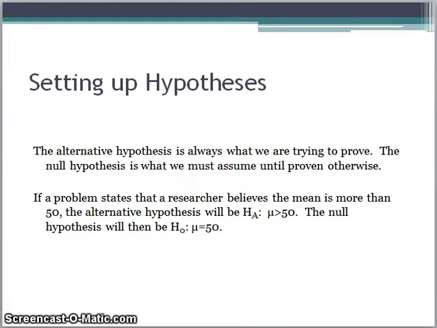So the alternative hypothesis, again, is what we're trying to prove. So what we usually do is we'll read the problem, and whatever the researcher or whoever it is is trying to prove, that's what we'll put as the alternative hypothesis. So in this one, a researcher believes the mean is more than 50. That means HA is going to be mu greater than 50. And the null hypothesis is always going to be that same number. So that means the null hypothesis is going to be mu equals 50.